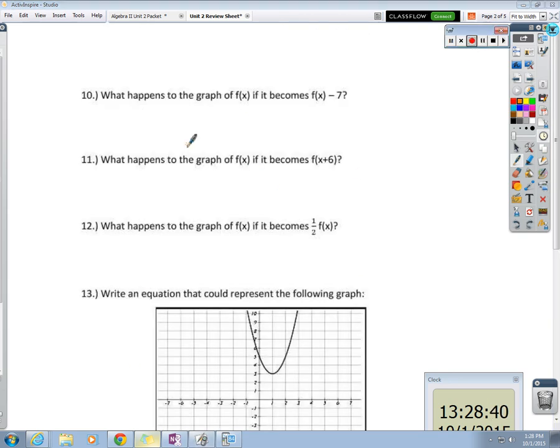Then, what happens to the graph of f of x if it becomes f of x minus 7? So, like if you take any function and subtract 7, what happens to it? It moves down 7. Okay? What happens to the graph of f of x if it becomes f of x plus 6? Left 6. Okay, let's talk about the difference here.